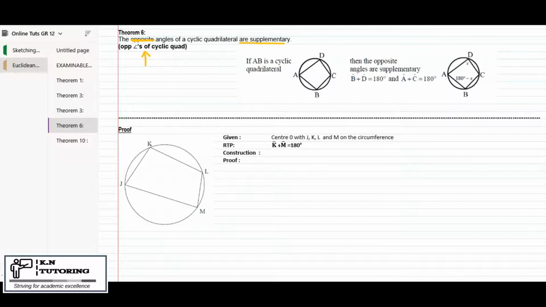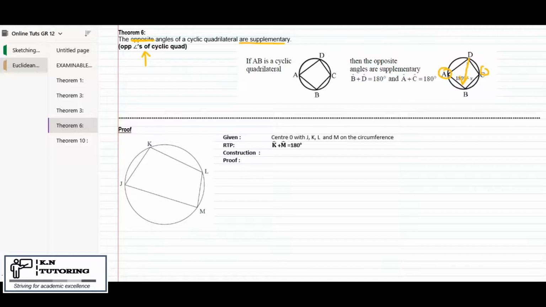Going back to the diagram, it says if ABCD is a cyclic quadrilateral. What is a cyclic quadrilateral? A cyclic quadrilateral is a quadrilateral within a circle whereby the 4 points touch the circumference. So the opposite angles are not equal, but they are supplementary, which means angle A plus angle C add up to 180. Similarly, angle D and angle B add up to 180 degrees. That is just a brief summary of the theorem.